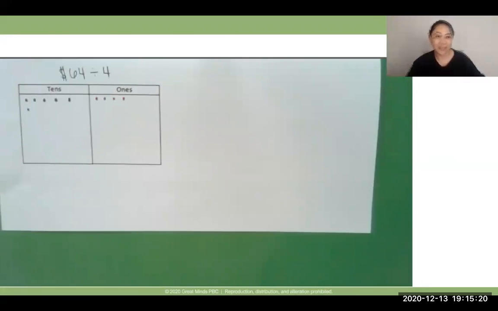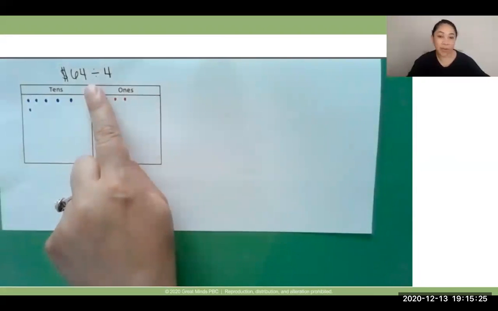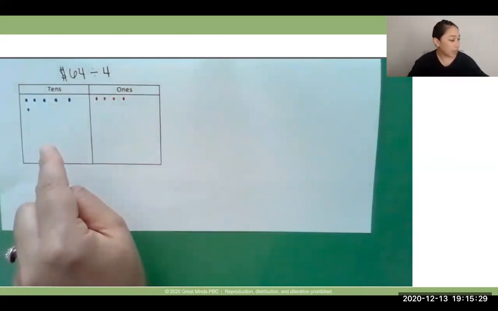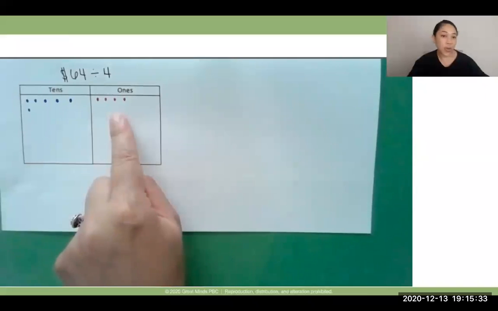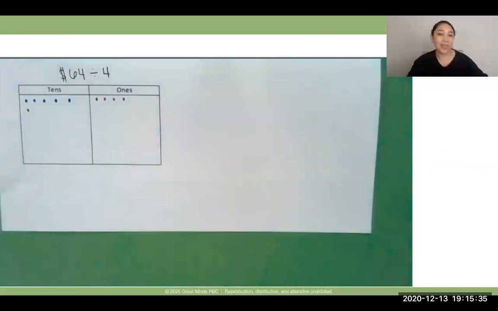We'll compare afterwards. Here you can see I've drawn the equation 64 divided by 4. I've also represented the number 64 on our place value chart. 6 $10 bills here, and then the 4 $1 bills here. We need to divide this by 4 students. So let's represent the 4 groups below.